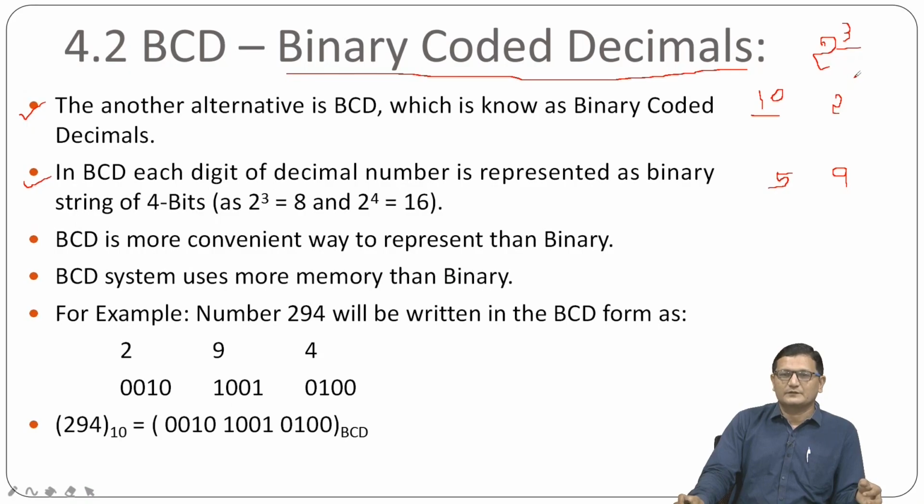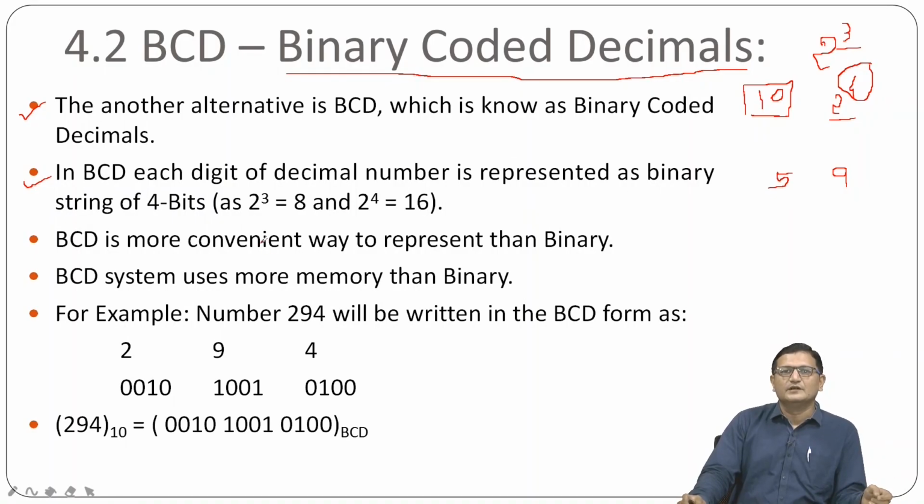2 raised to 4 is what? With the help of 4 bits you can represent 2 raised to 4, that means 16 symbols. And in the decimal number system how many symbols do we have? We have only 10 symbols. So we need to use 4 bits to represent 1 digit of the decimal number system, right?